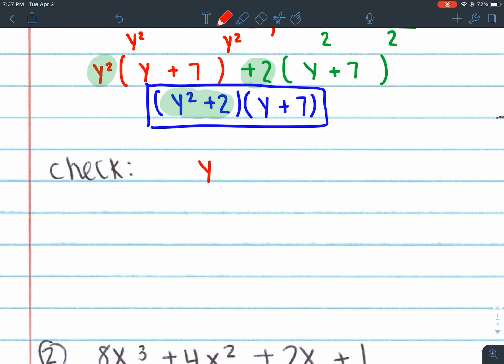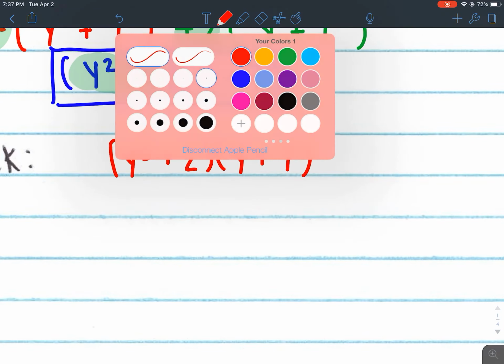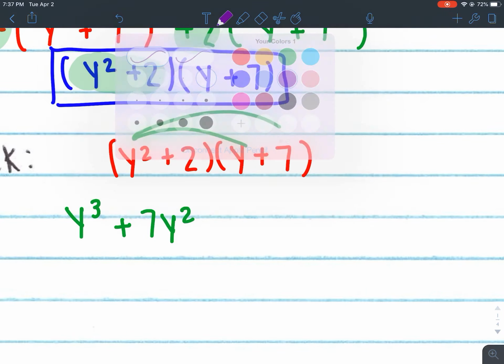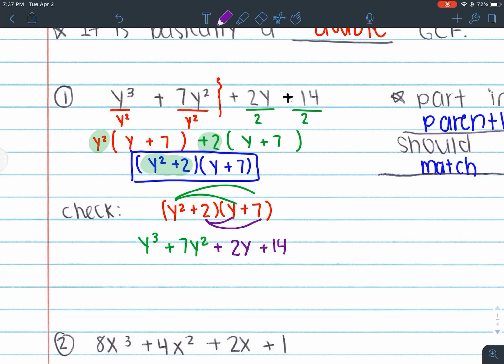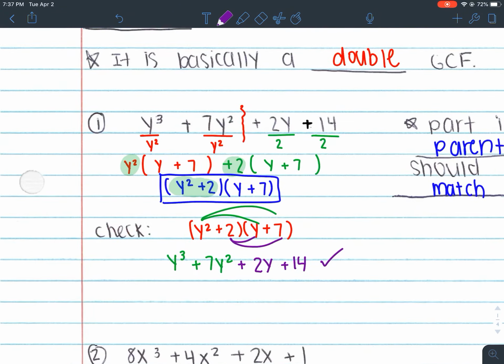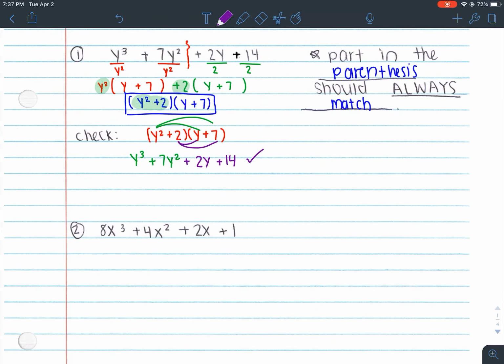Now I'm going to check this one. I'm only going to check the first one because after the first one, we should know how to check the rest. If I wanted to check, I would double distribute. So I have y squared times y, which gives me y cubed, y squared times 7, which is plus 7y squared. Then I have 2 times y, which is plus 2y, and 2 times 7, which is plus 14. And that's exactly what I started with up there, so I am good. So that is correct. Now, you don't have to check it this way. Your initial check is where you're checking if your parentheses match. So if you feel comfortable doing that, go ahead and try the second one.